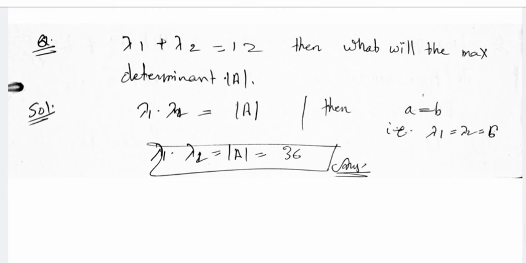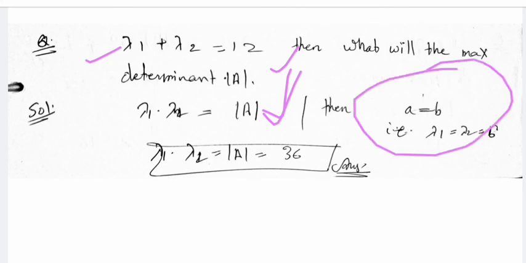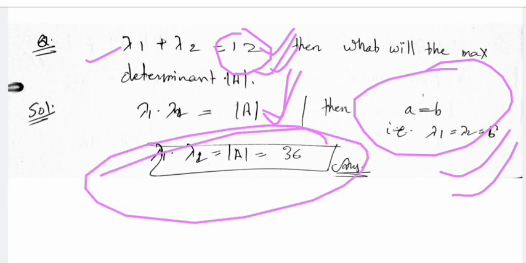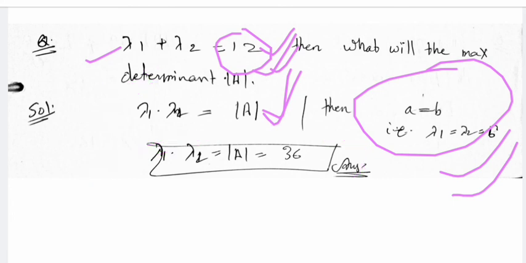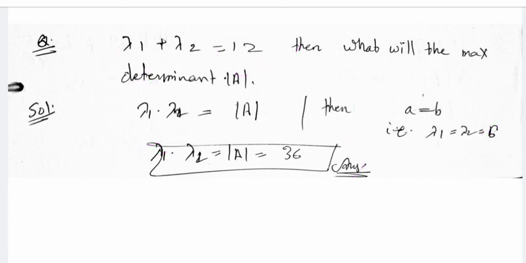The next question is defined as: the sum of the eigenvalues, lambda 1 plus lambda 2, is 12. Then what will be the maximum determinant, mod A? We know that the product of the eigenvalues is equal to the determinant of the matrix. Here the eigenvalues are lambda 1 equals 6 and lambda 2 equals 6. Adding 6 plus 6 gives 12. So easily we say that the maximum determinant of A is 36, that is, the multiplication of the eigenvalues, and the multiplication of eigenvalues is equal to the determinant of the matrix. So the answer to this question is 36.